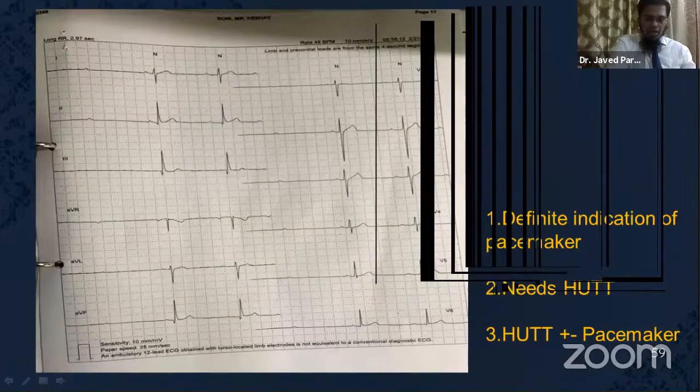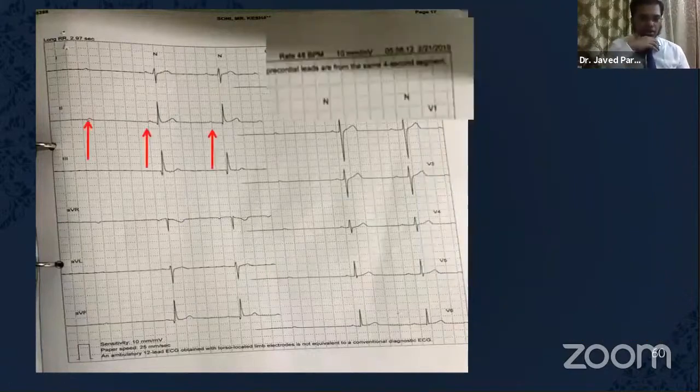Most of them, 60%, feel that it is a definite indication for pacemaker. Okay. And another 30% feel tilt plus pacemaker. Right. So that was the main concern of the referring physician. And many of the times we do see such ECGs or such Holter tracings where things look difficult for us. So I simplified this for you so that I marked the P waves.